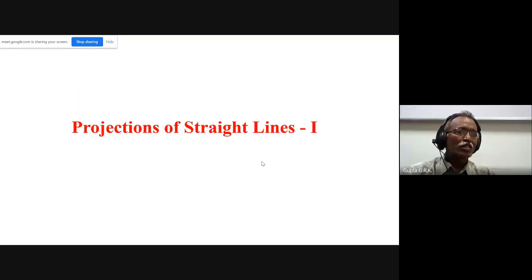Now we go to the projections of straight lines. Okay, in the last exercise, we have seen that if I have 2 points, if I know the front view and top view of those 2 points, which are a little bit away from each other, and if I join the top views and the front views of the points, it becomes the projection of the straight line itself.